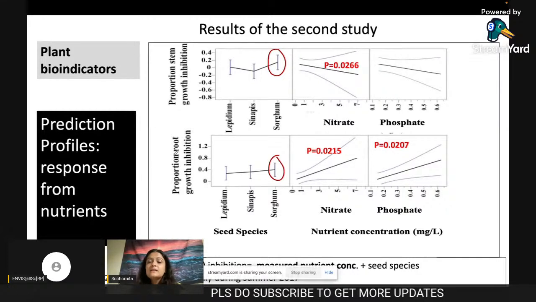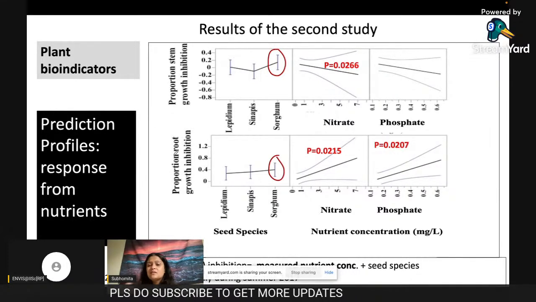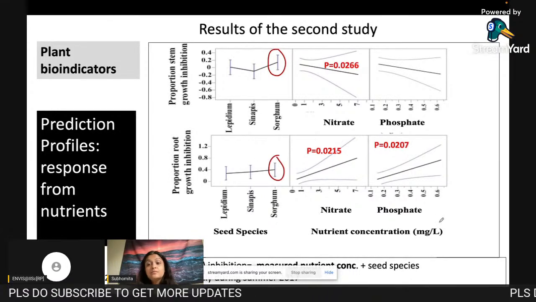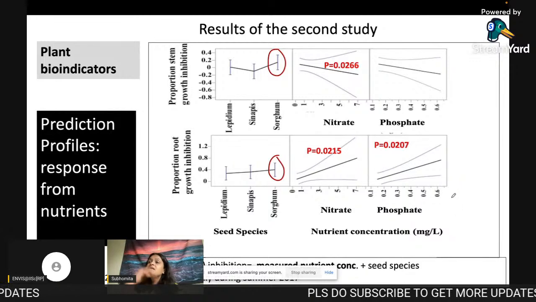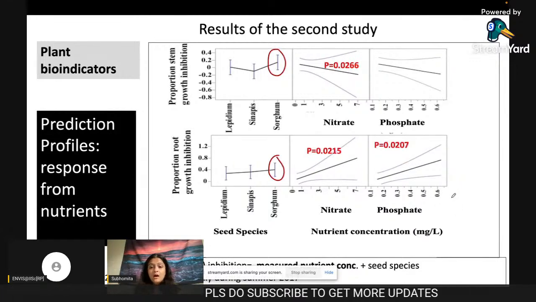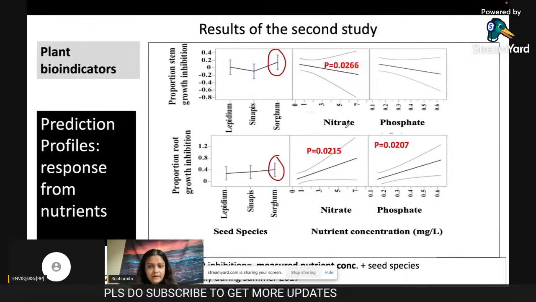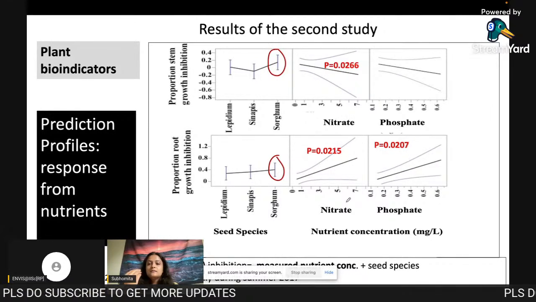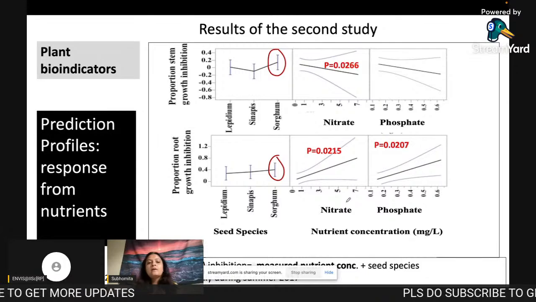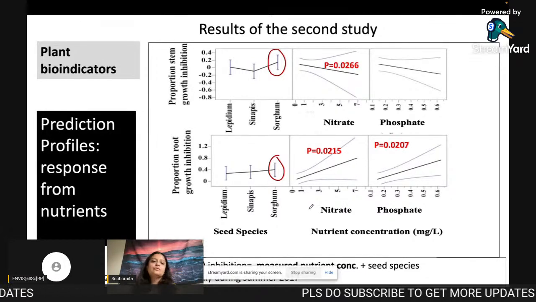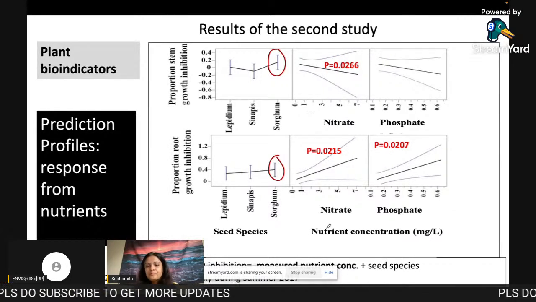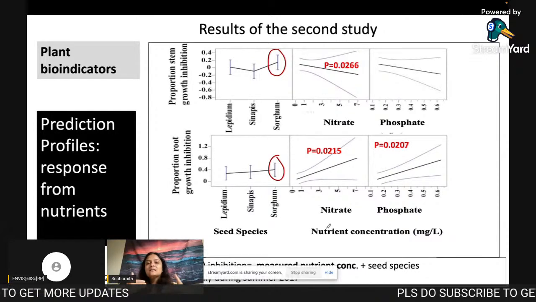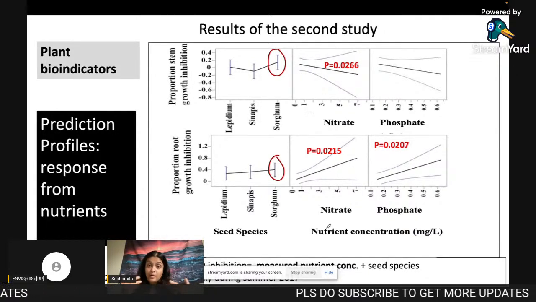But in the predicted results, we did not see much response from the root inhibition. In this case, we do see that with increasing nitrate and phosphate, there is increasing inhibition. So with the same stress factor, nitrate, these plants are behaving in a different way when it comes to root growth and stem growth. The root growth is not really favored by nitrate, but stem growth is.